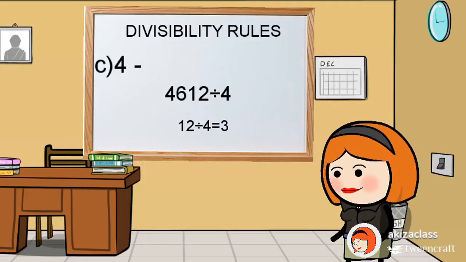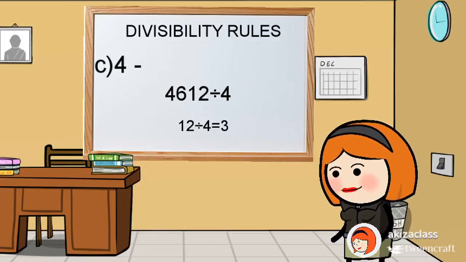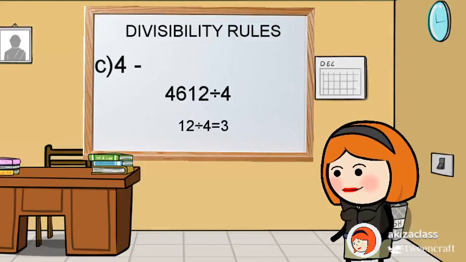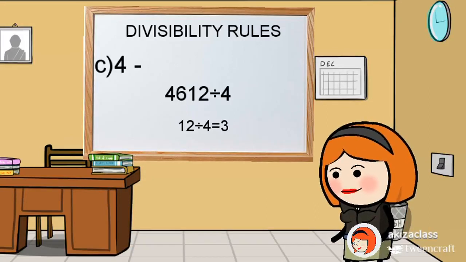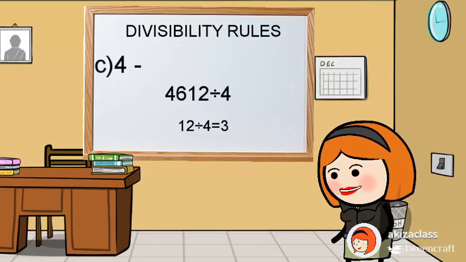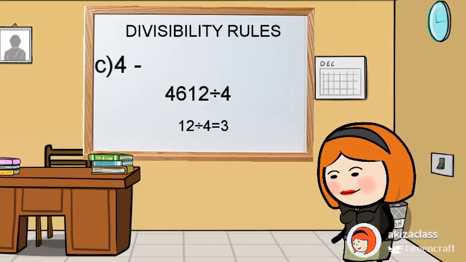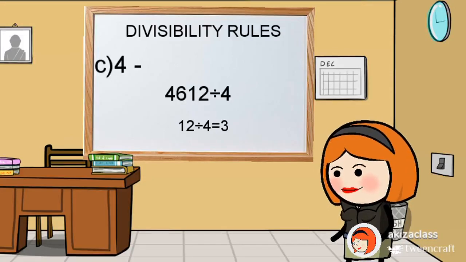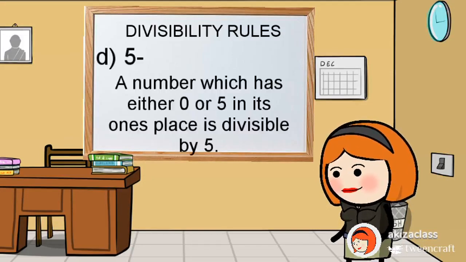Let's take an example. We have to check whether 4612 is divisible by 4 or not. So, we will check the last two digits of the number, and here the last two digits are 1 and 2, that is 12. And we know that 12 is exactly divisible by 4. So, we can say that the whole number 4612 is also divisible by 4.